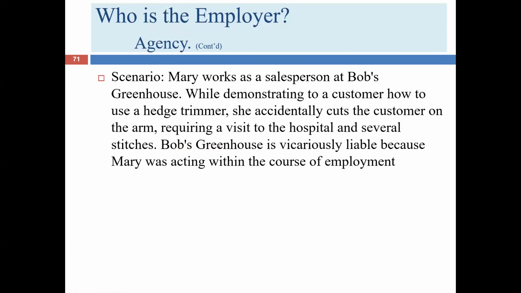Bob's greenhouse is going to have the deeper pocket, the more resources. So if a verdict is rendered in favor of the customer, then the customer is probably going to collect the judgment against Bob's greenhouse. Then Bob, if it so chooses, can seek to recover the amount of money it had to pay against Mary individually. As we talked about before, it's probably not economically worth Bob's greenhouse's time to try to collect against Mary, since she has a relatively low earning job, and so she probably doesn't have the kind of assets that would make sense for Bob to try to seek a recovery from her.